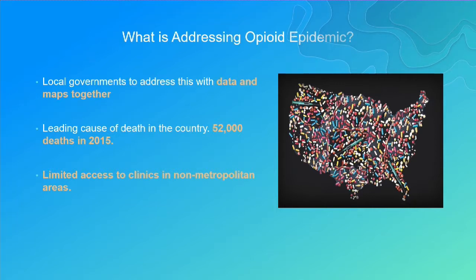Another initiative that I'll be looking at here is the opioid epidemic initiative. The reason this is important is that it's a leading cause of death in the United States. Just in 2015 alone, about 52,000 people died because of the opioid epidemic. And this whole initiative caters to local governments across the country coming together and addressing this problem with data and maps.